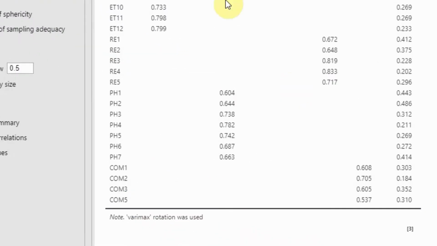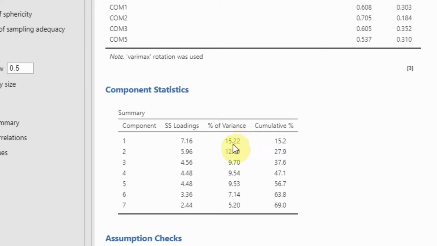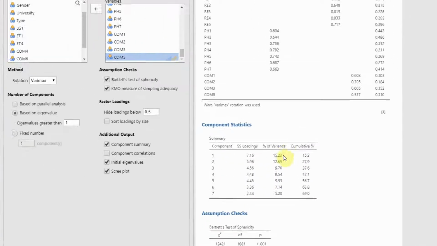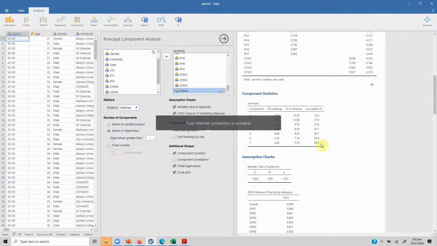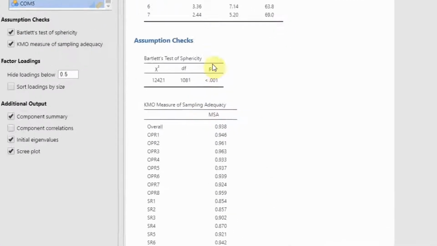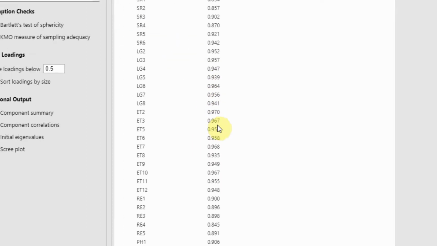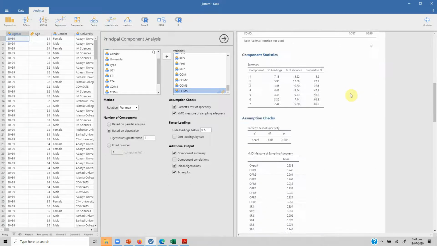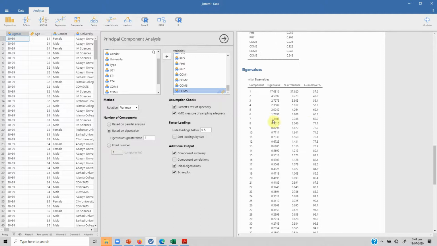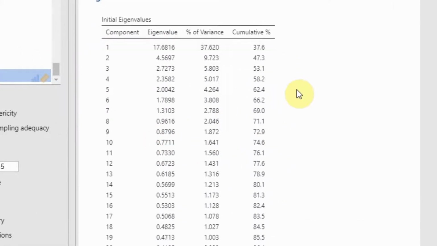How much variance is extracted through each factor? Factor 1, the variance is 15.22, and so on and so forth. It's in descending order. Overall, it's 69%, which is good. Assumption checks out. Bartlett test significant. Overall, your measure of sampling adequacy is 0.938, way over the 0.6 recommendation. The eigenvalues: how many factors did you extract? 7. If you look here, 7 factors have eigenvalue greater than 1. So that's the reason we've got 7 factors.